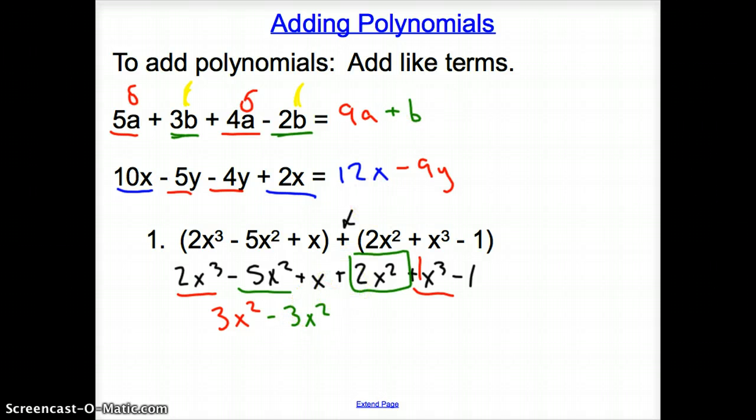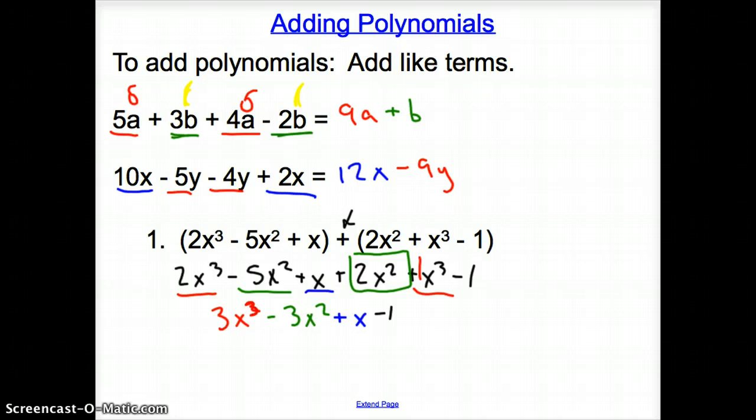Do I have any more x's? No, I do not, so it's just plus x. Am I missing anything? Have I left anything out? Well, there's this plus 1. So then my final simplified polynomial is 3x squared minus 3x squared plus x minus 1. And here I found a mistake, that this should be a 3.